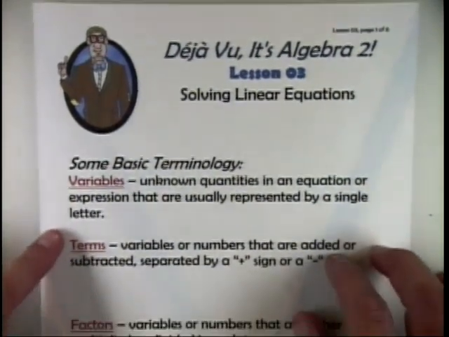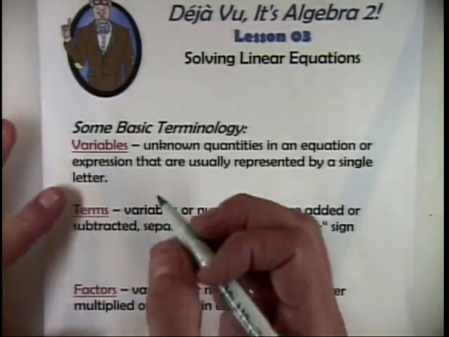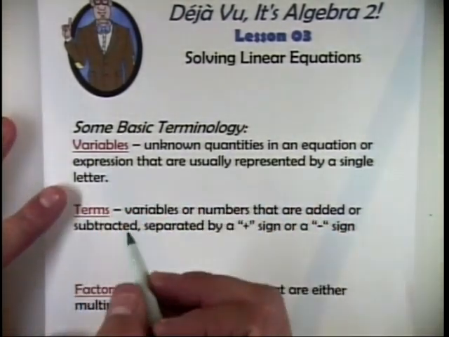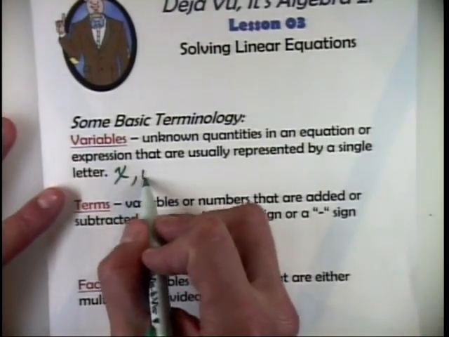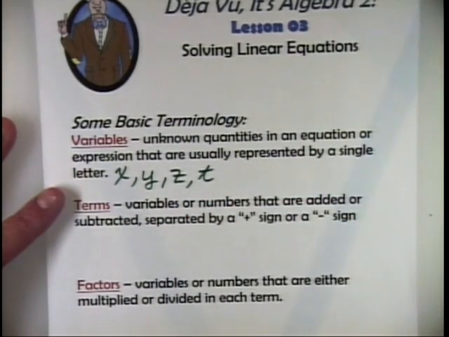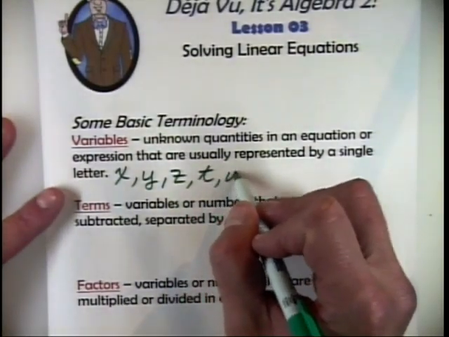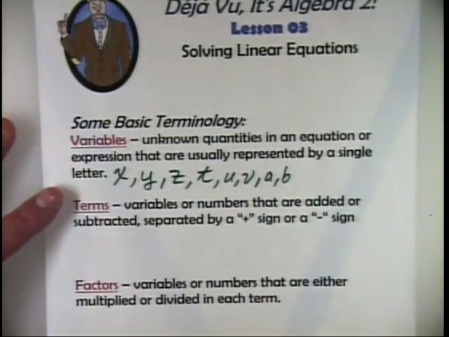So let's review here. We've got variables in algebra. Variables are the unknown quantities in an equation or in an expression that are usually represented by a single letter. Remember, this was the full symbolic algebra that evolved from the rhetorical algebra. Some of the most famous letters that are used are, of course, x, solving for x. We'll see y quite a bit. Occasionally a z shows up, and when we're doing applications, the letter t for time will arise. We can use u or v, and a and b show up as common letters.